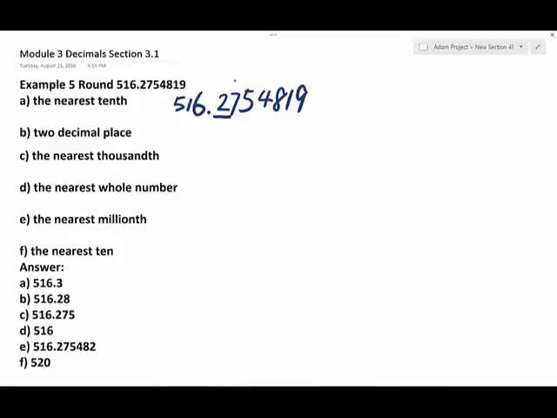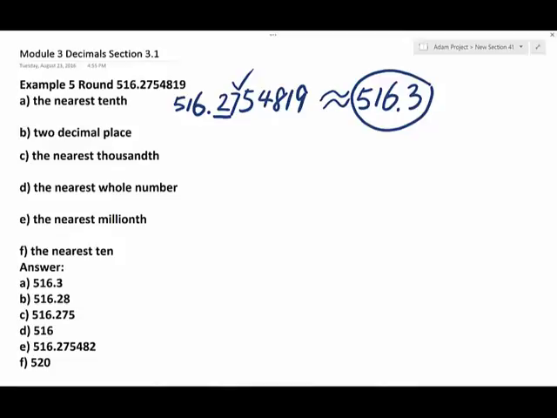And in this case, the critical digit is 7, which means when the critical digit 7 is greater than 5, then we add 1 to the underlying digit. So that will make it 516.3. So the answer will be 516.3. Once you round to that certain decimal place, you drop the rest of the decimal numbers.